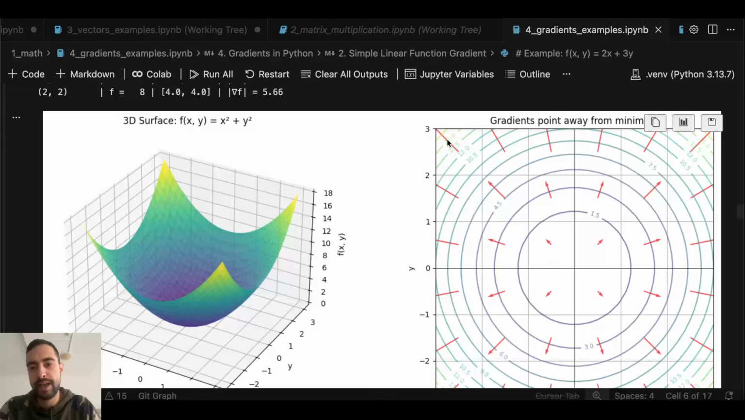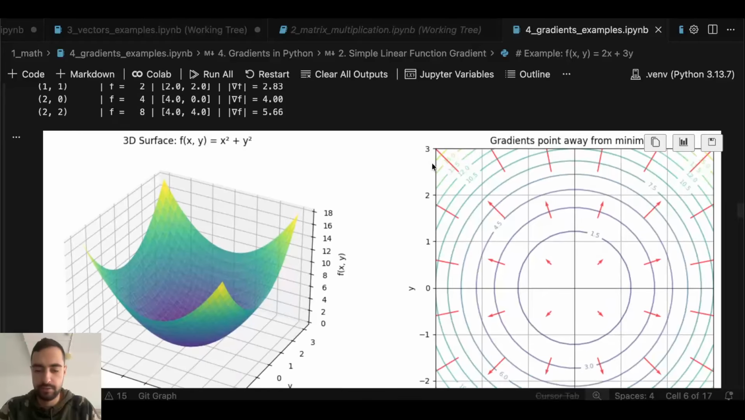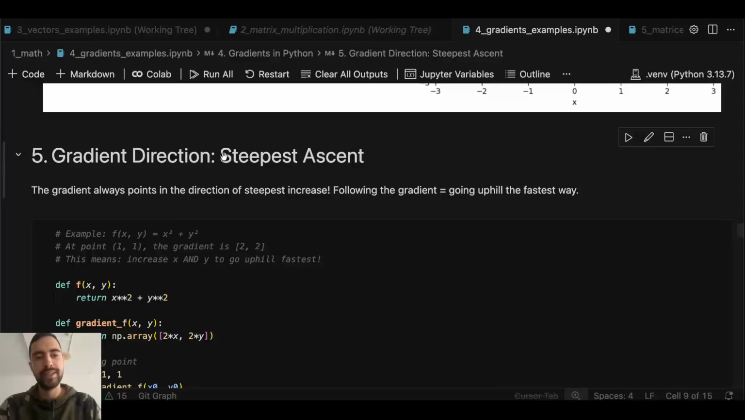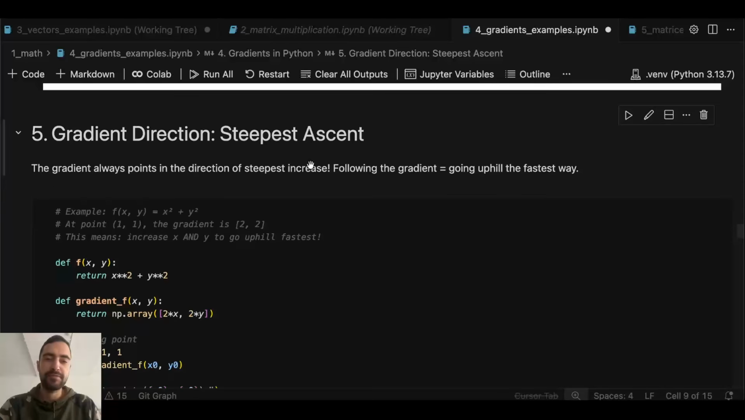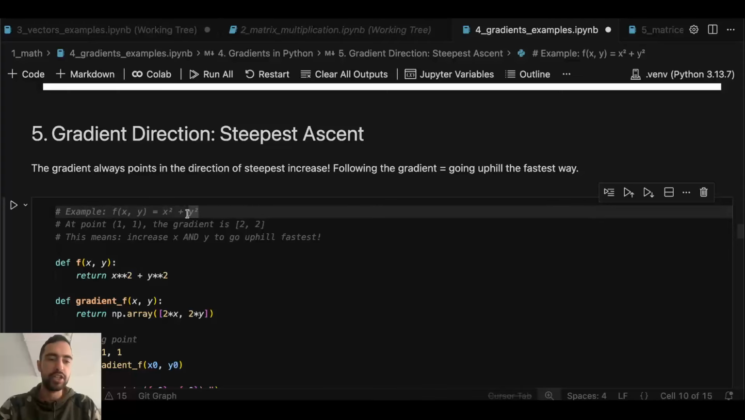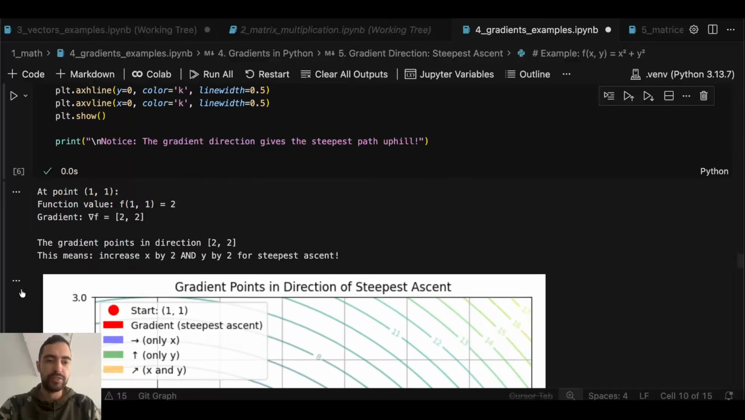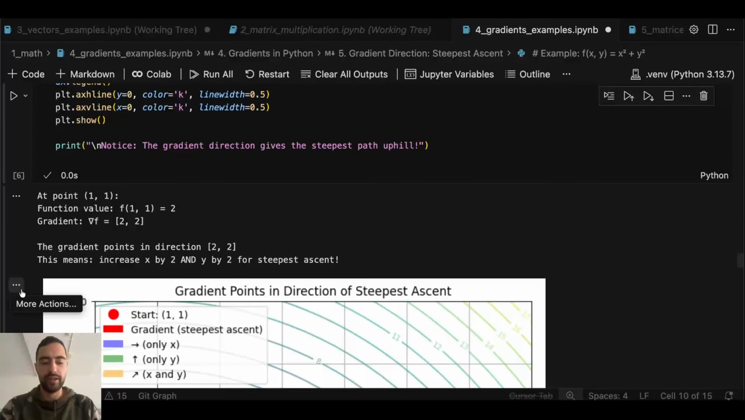So these gradient arrows will become larger and larger. As I said, the gradient will show the direction of steepest ascent. So if we have this function x squared plus y squared, if we find first of all the gradient, it is going to be 2x comma 2y. So the partial derivative with respect to x will be 2x, the partial derivative with respect to y will be 2y. So our gradient for this function will be 2x comma 2y.